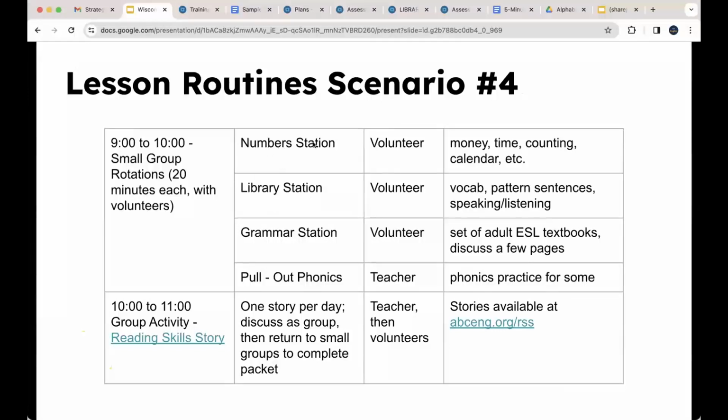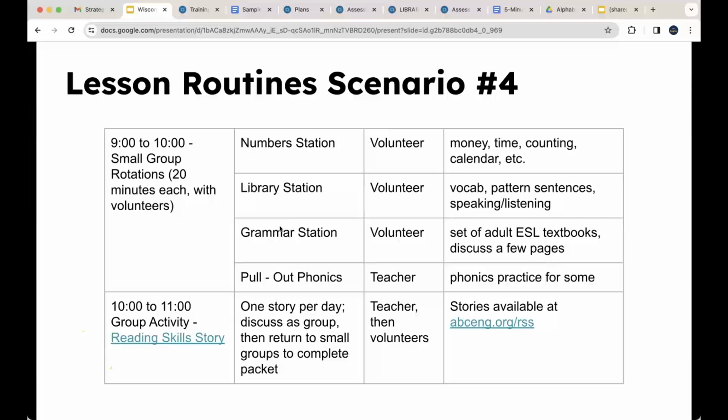So for 20 minutes, one group of students is here, and then they move to here, and then they move to here. And the teacher at the same time is pulling out a few students to do some focused literacy work for those students who do need some literacy help. So it's a busy time during that first hour.